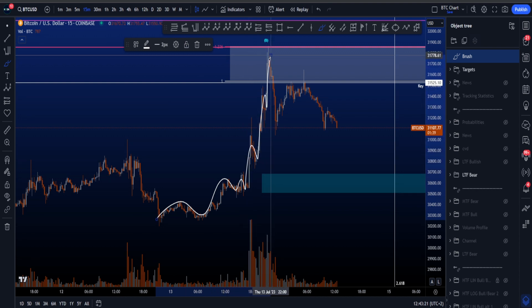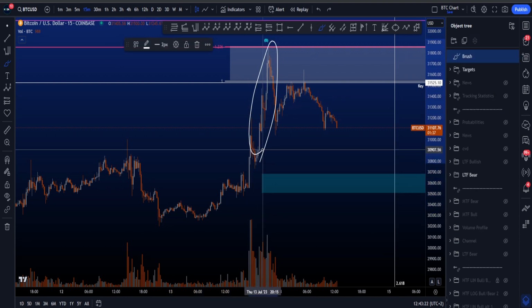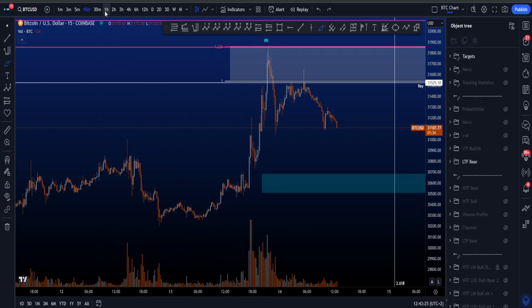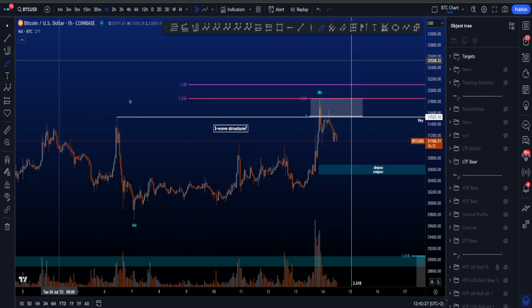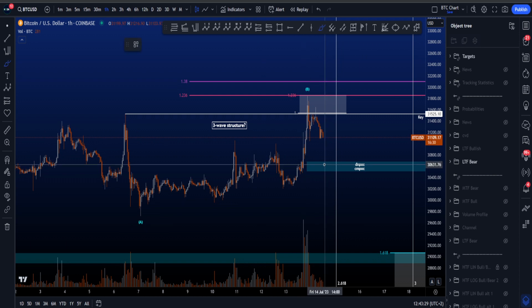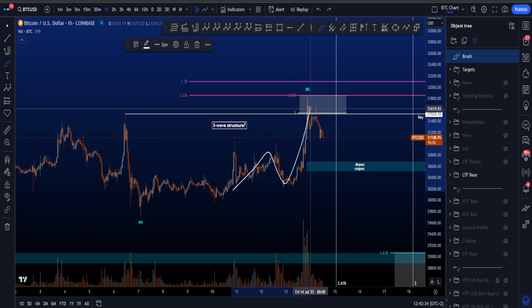Correction 1, 2, 3, 4, 5, right? But then wave C is very long compared to wave A. So it's not an easy structure to count in 5 waves. Then we also have to think, could this potentially be a wave C of an A, B, C structure?